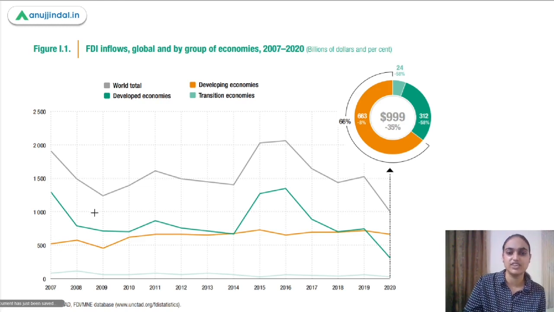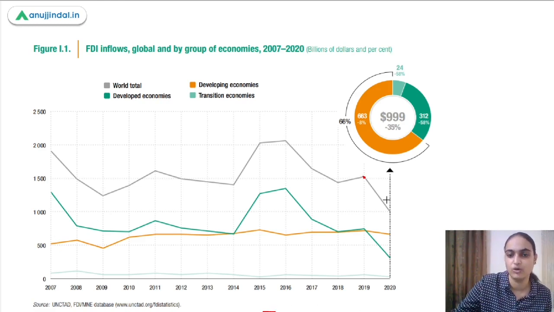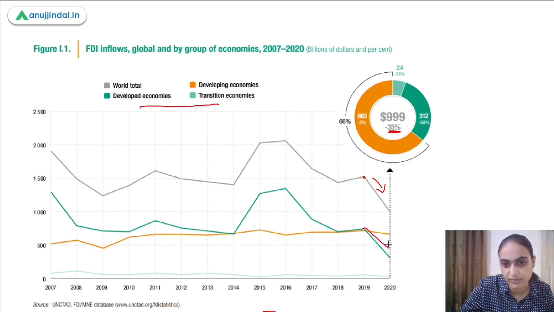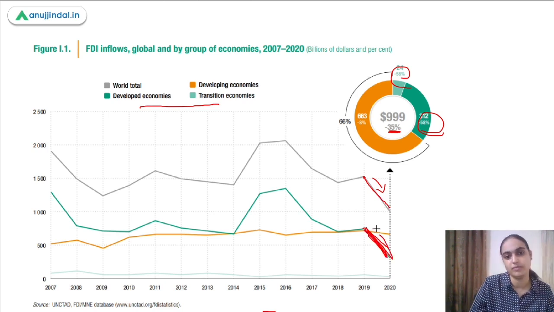So world total, this gray line shows the world total. So from 2019 to 2020, we have seen a downfall. As you can see, this is the downfall. And this downfall is around 35%. Okay. Now this green line shows the downfall in the developed economies, okay, and this light green is the transition economies. So if we see this decline in the developed economies and the transition economies, this decline has been around 58%. All right, so this is the decline in the major, jo ye decline aapka world ke FDI mein hua hai, isme major portion jo 58% hai wo aapka developed economies ka hi hai.